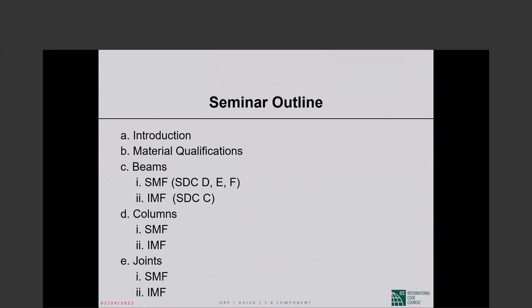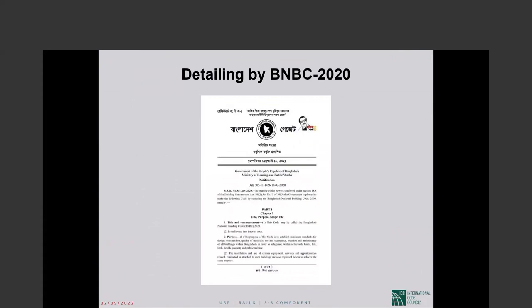So today we have some preliminary material, then the material restrictions. Those typically apply for special moment frames. Then we will talk about detailing of beams of special moment frames, followed by detailing of beams of intermediate moment frames. Same thing with columns. We will do special moment frame columns first, then intermediate moment frame columns, and then joints the same way. Special moment frame joints, intermediate moment frame joints.